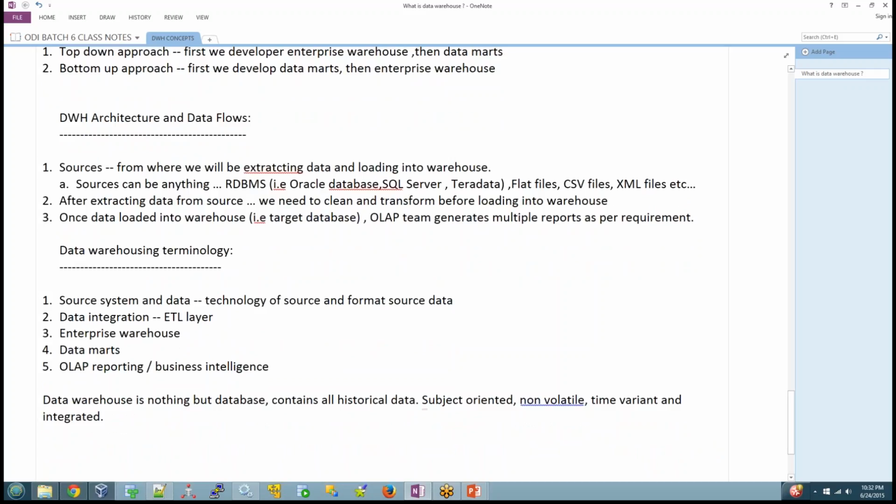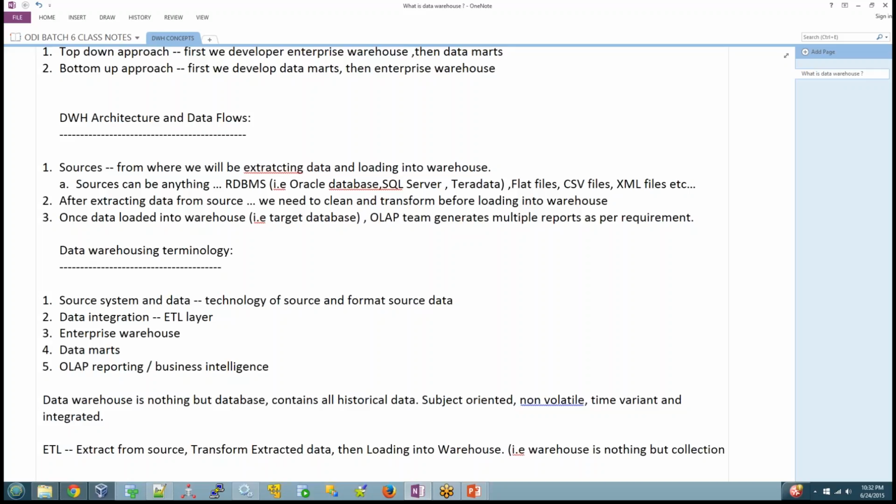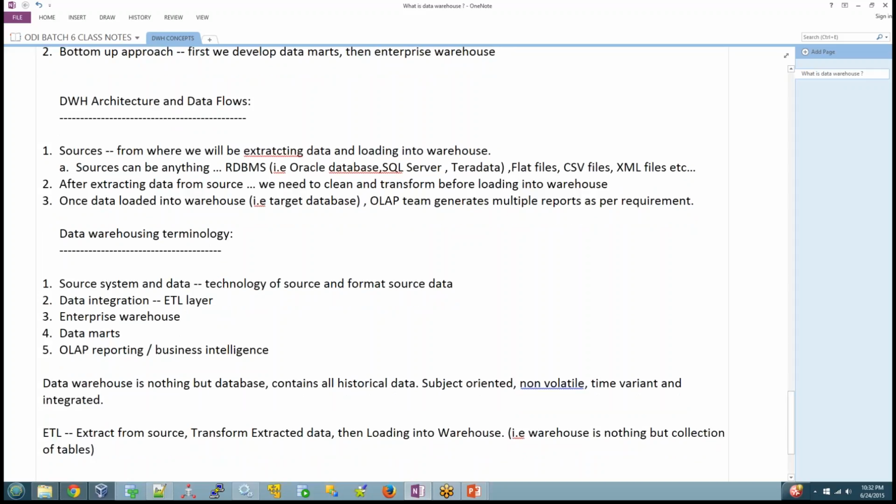Using ETL, we extract from the source, transform the extracted data, and then load into the warehouse. This warehouse is nothing but a database, and that database contains a set of tables. The warehouse is a collection of tables, so we will load the data into them.